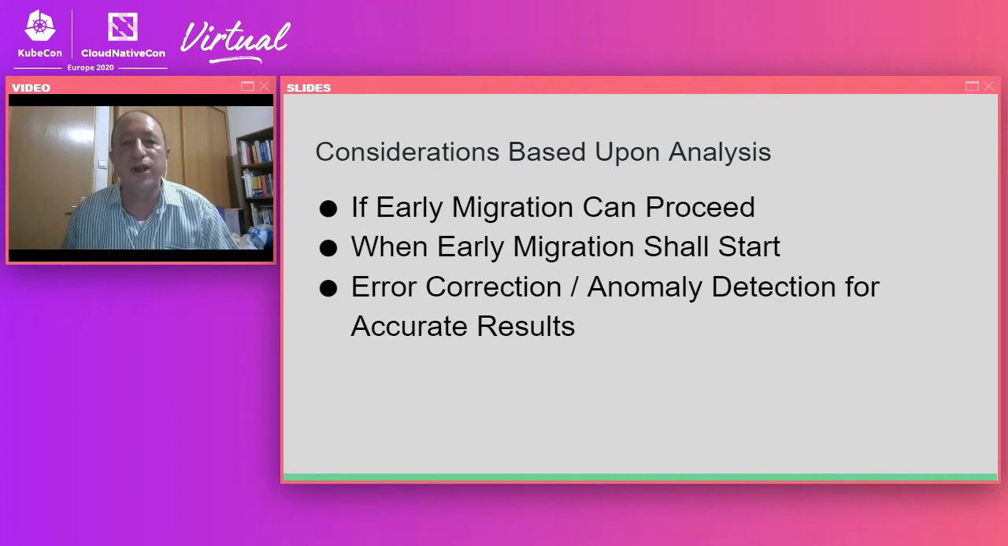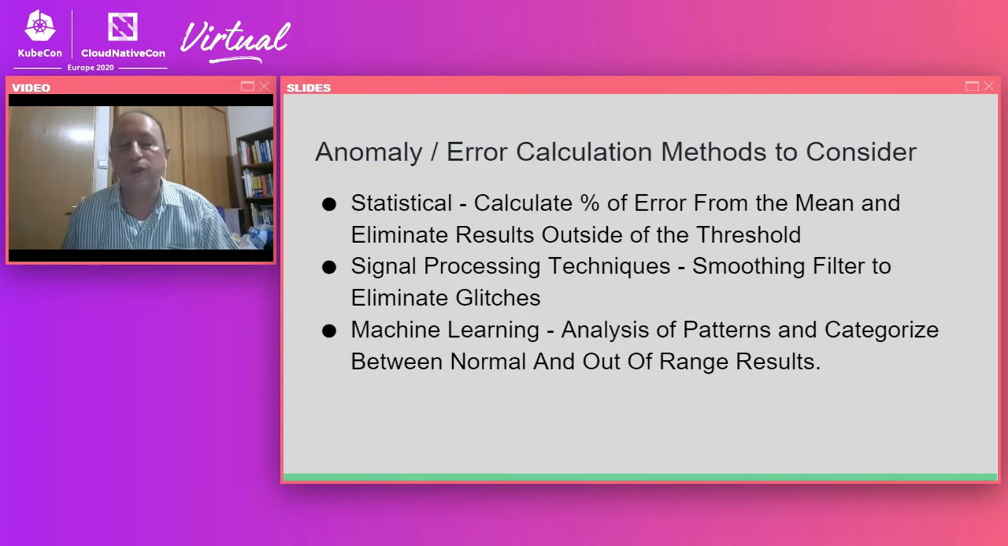Considerations based upon analysis. We need to consider if early migration can proceed, when early migration shall start, and error correction and anomaly detection for accurate results. Techniques that we can use for anomaly error calculation methods. Statistical, where we can calculate the percentage of error from the mean and eliminate results outside of the threshold in order to make sure that our analysis is more accurate.